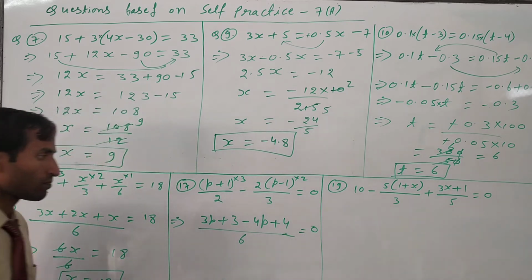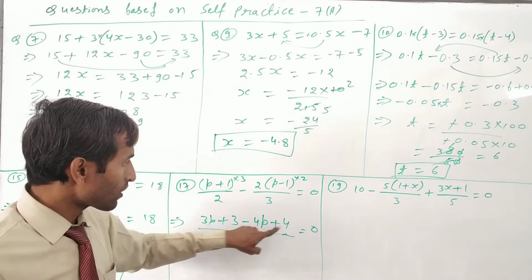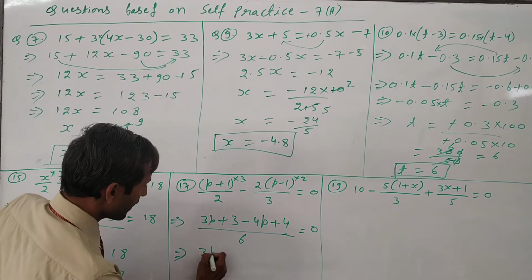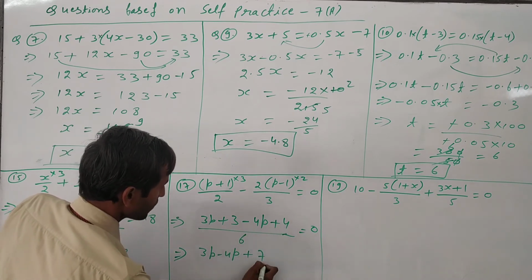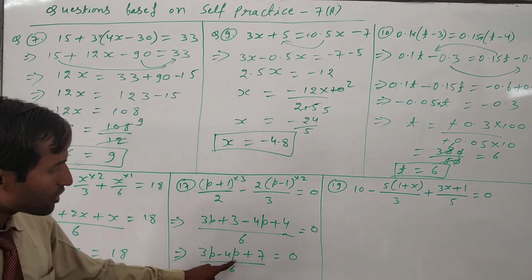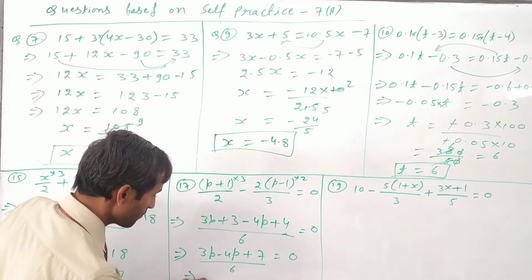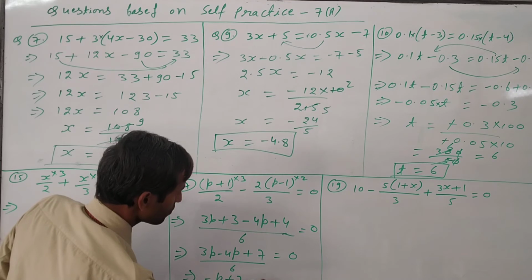RHS is 0. Now both are like terms, and these both constants will be added at the same time. So 3p minus 4p, and 3 plus 4, 7, will come upon 6 is equal to 0. Now we will subtract these both, minus p will come, because this one is greater. So it will come minus p plus 7 upon 6 is equal to 0.